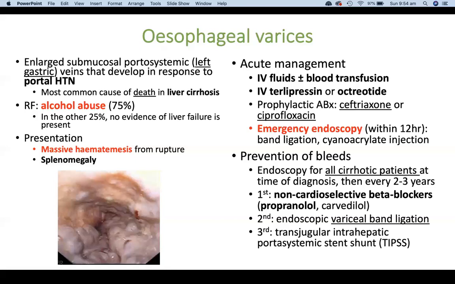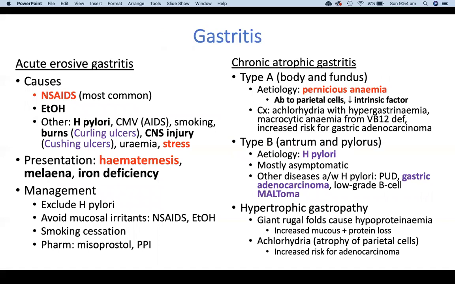In terms of gastritis, other than your NSAIDs and alcohol, some other things to know is that if you get burns or CNS injuries or physiological stress, that can also give you gastritis. So essentially, the reasoning behind it is that you get less blood flow to the stomach, and then you get less of a defense mechanism, and then something underlying could cause the ulcer. But yeah, it can cause hematemesis, and iron deficiency. And then in terms of chronic gastritis, there's two main causes. One is pernicious anemia and one is H. pylori, with which the two important complications to remember are adenocarcinoma and a MALT lymphoma. Those are the main things to know for gastritis.